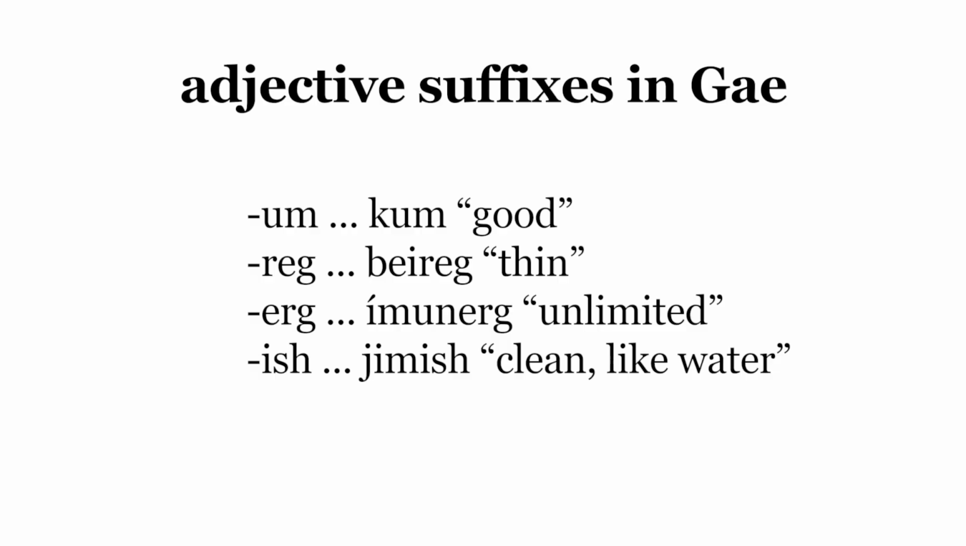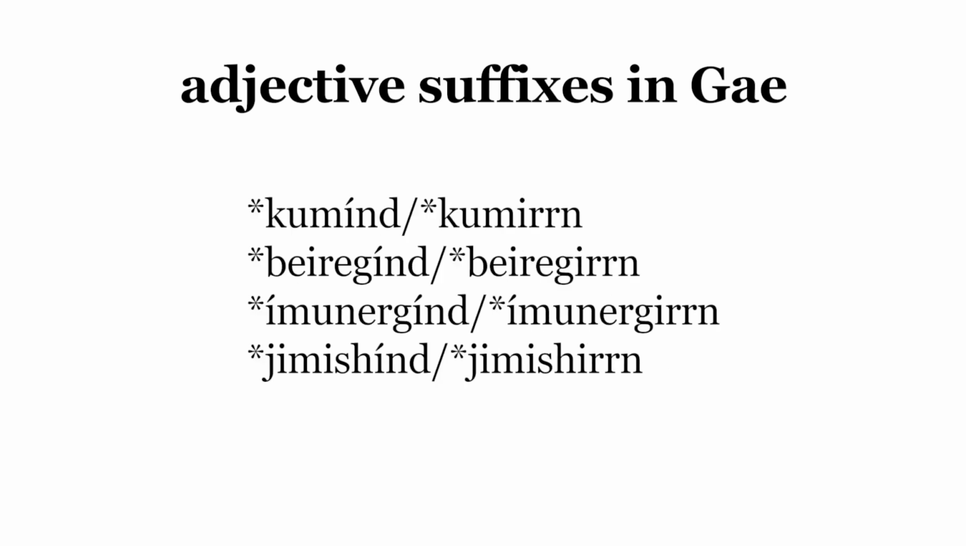So let's see the adjective suffixes in Gai. There are -ig as in kunig, good; -rek as in berek, thin; -ek as in immoniak, unlimited; -ish as in gimish, clean like water. Therefore, the verbalizations will be kunint, kunieren, beregint, beregieren, immoniagint, immoniagieren, gimischint, gimischieren. However, that's not finished yet.